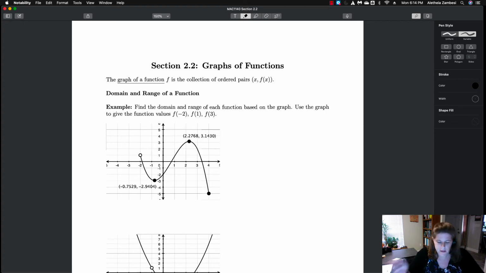Hey everyone, we're going to talk today a little bit about graphs of functions. This corresponds to section 2.2. In the homework for 2.2, you're going to answer a bunch of questions regarding reading graphs.